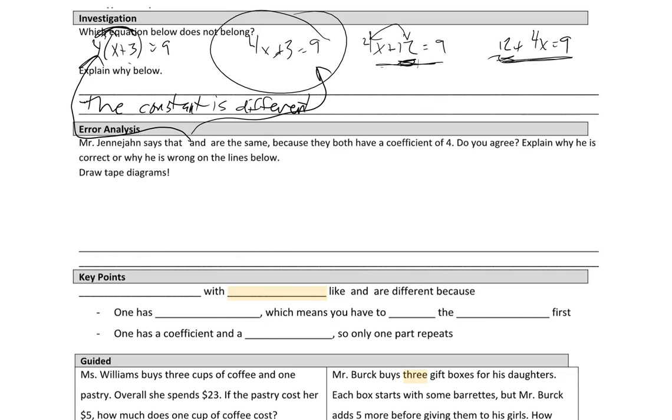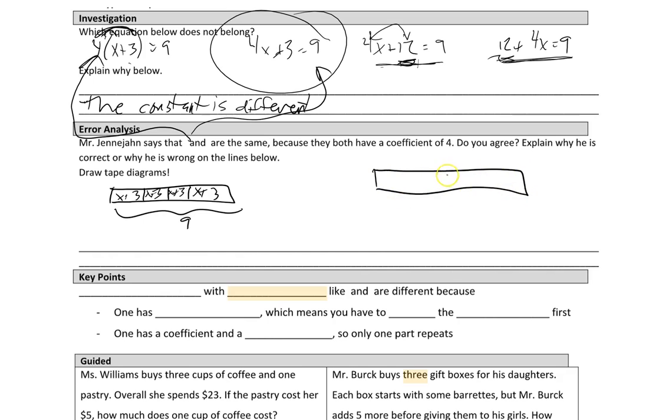Hopefully at this point you already wrote your explanation. In case you did not, let's start with our tape diagrams. For that first one, we have 4 groups of x plus 3, and our total is 9. So we can show that first equation in this tape diagram. For the second one, we have 4 x's and a 3, and our total is 9.